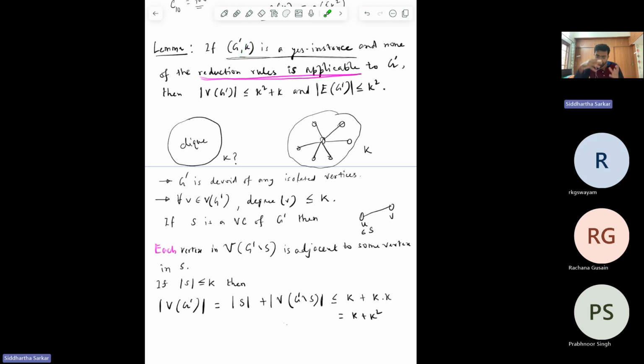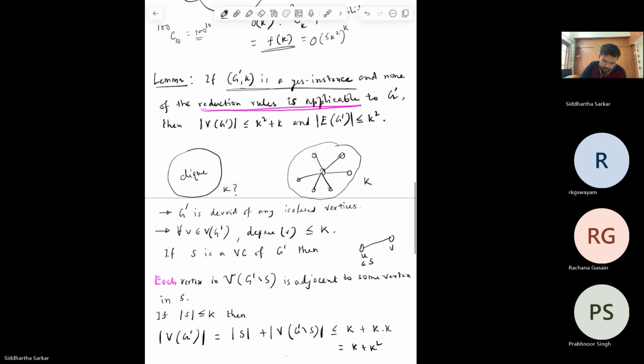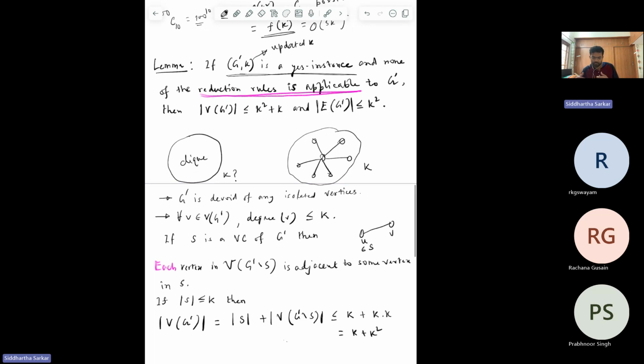The original k means the original problem G and k. This k and that k are not the same. This k is the k after you have done all the reductions, and in those rule 3 reductions, the k's value has been updated. So this is the updated k, not the original k. But for the simplicity of proving this lemma, we have reused, or abused, notation.